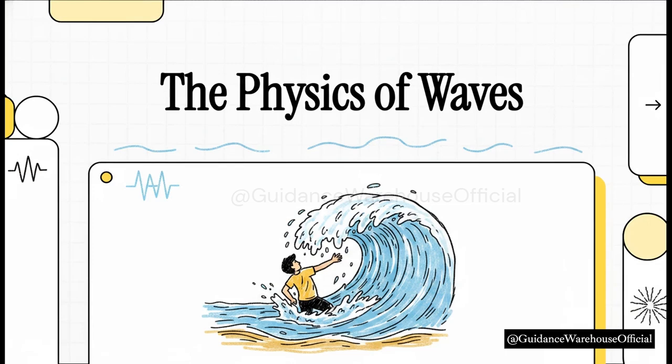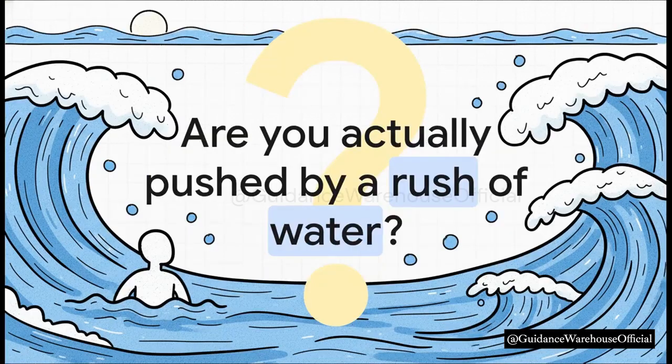You're standing waist deep in the ocean, minding your own business, and suddenly a massive wave crashes into you, knocking you right backward toward the shore. We've all been there, right? It's a completely normal experience, but it actually brings up a really fascinating cognitive dissonance about how the physical world works. Think about it for a second.